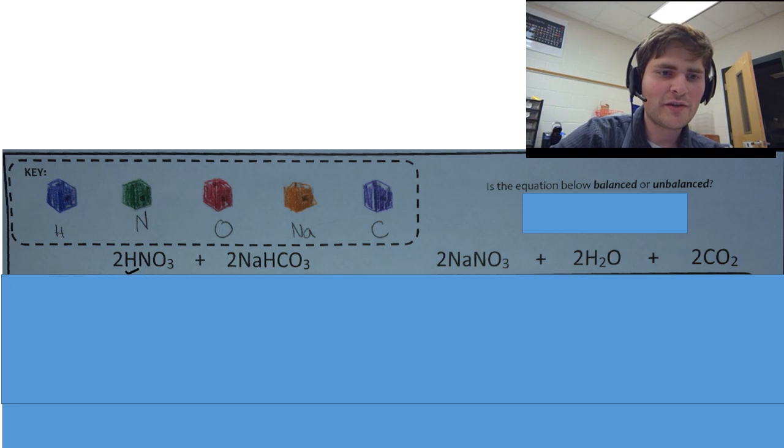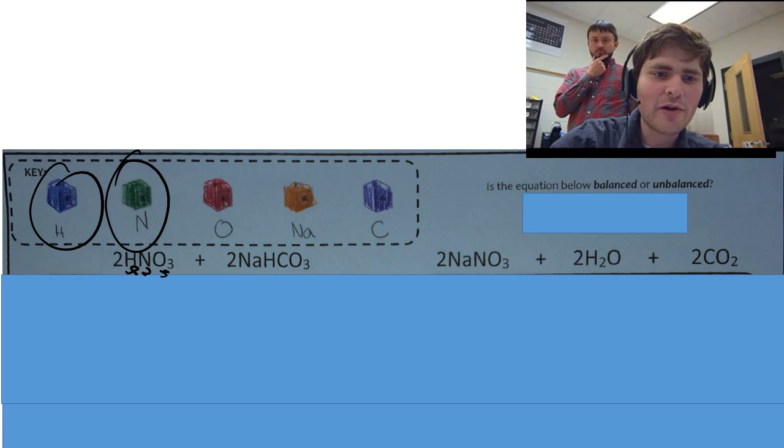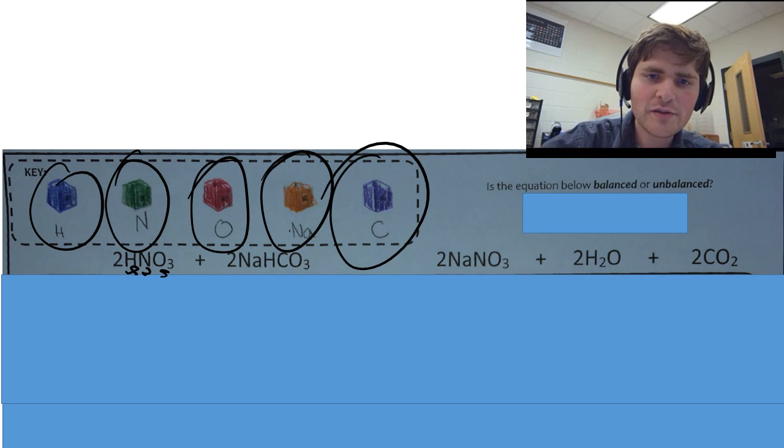So, we are now on the back side of the paper, and so I have my key here, but it looks like you got hydrogen. I picked blue for that one. For nitrogen, I picked green. For O3, you got oxygen here. I picked a nice red color, right? For sodium, I used orange. And for carbon, I got a nice purple.